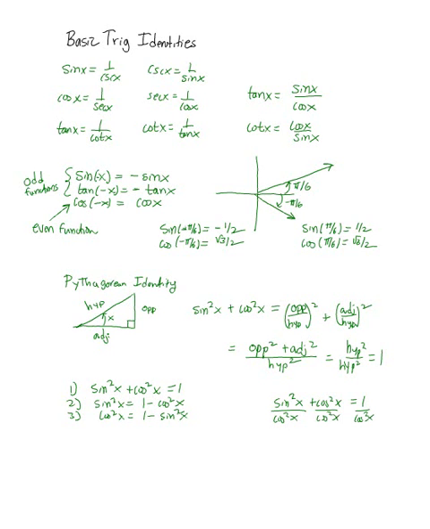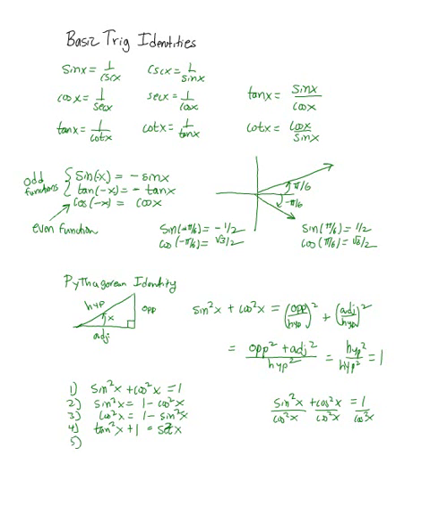Then look what I end up with. Sine squared over cosine squared, that's tangent squared x. Cosine squared over cosine squared is 1, and 1 over cosine squared is secant squared x. So there's another version of the Pythagorean identity. Tangent squared plus 1 equals secant squared.